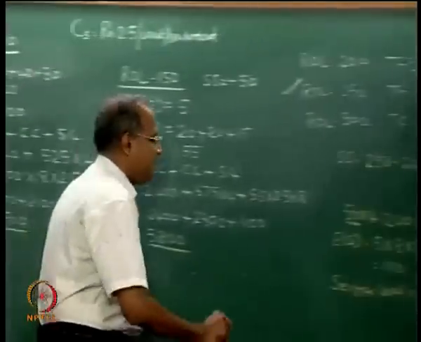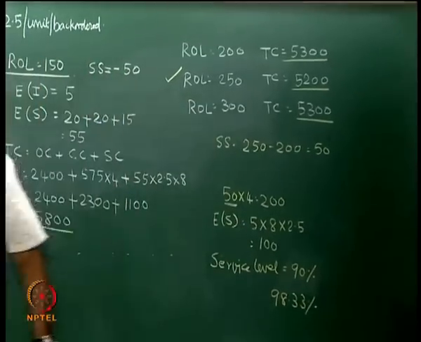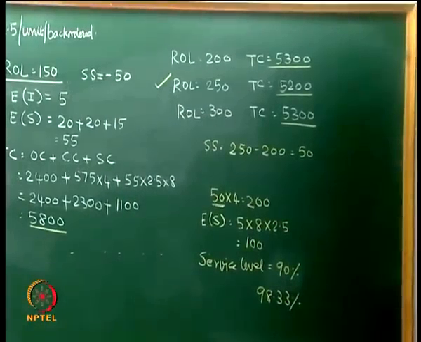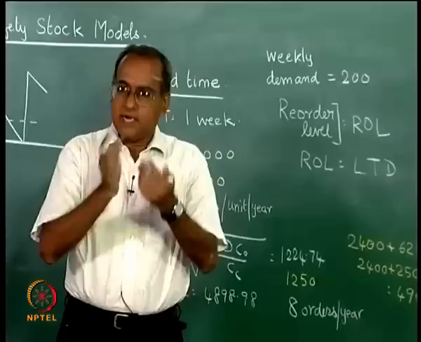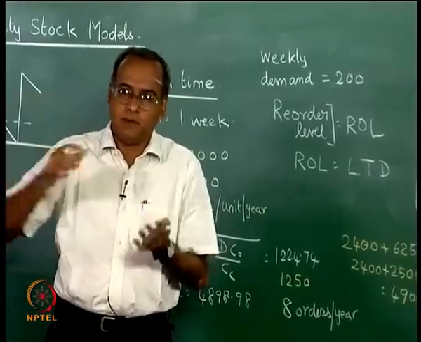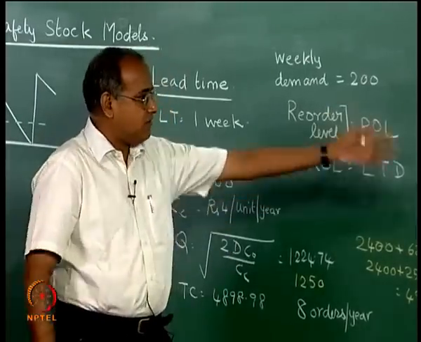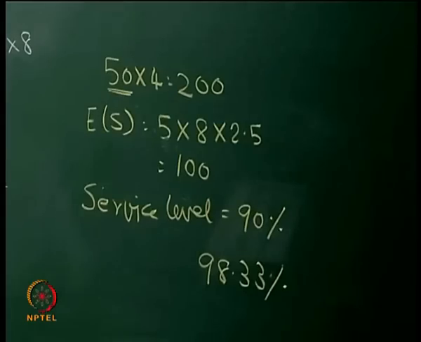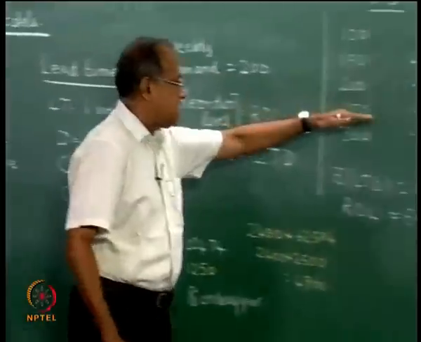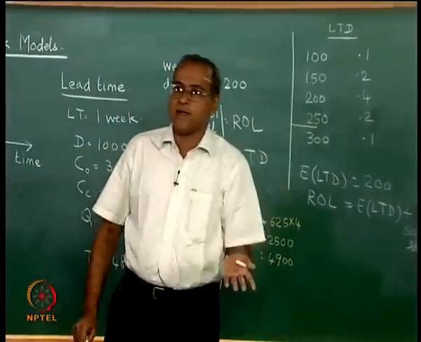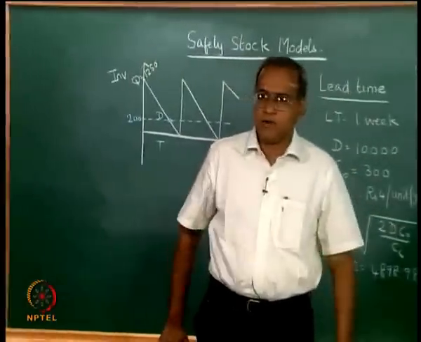So the fill rate will be 98.33% of the demand I will be able to meet. 90% of the times I will be able to meet 100% of the demand. 83.3% of the demand I will be able to meet with a probability of 0.1. So the fill rate is like 98.33. So the fill rate is higher than the service level. Many times we are concerned about the service level, which is our ability to meet all the demand. There are times we also look at the fill rate where we are able to meet part of the demand.